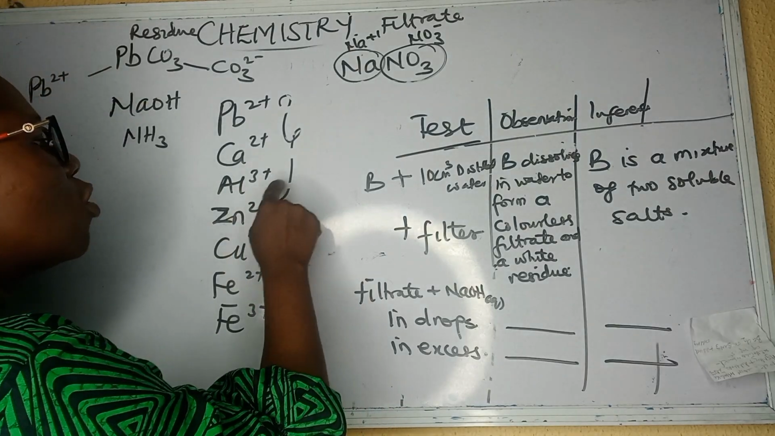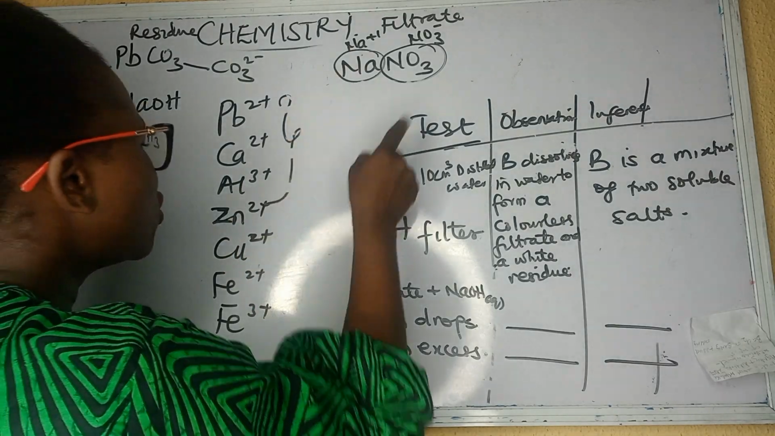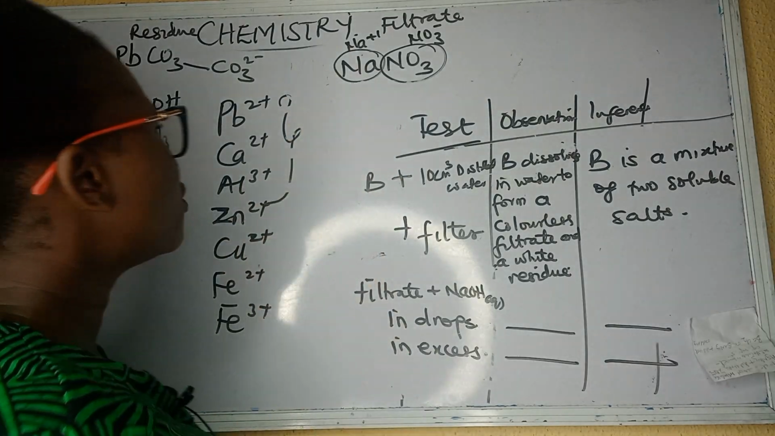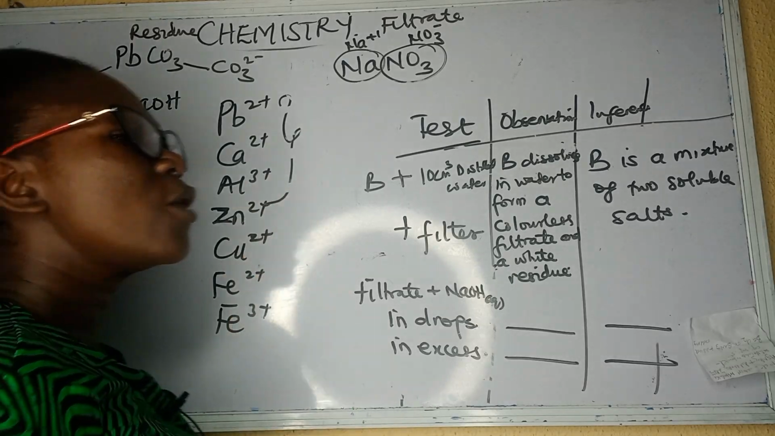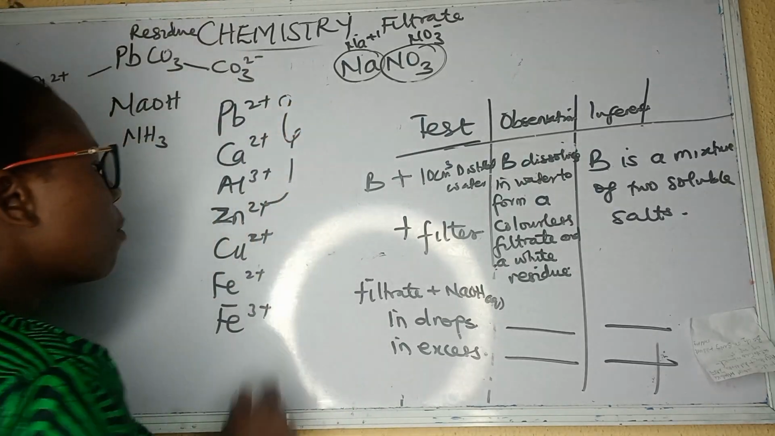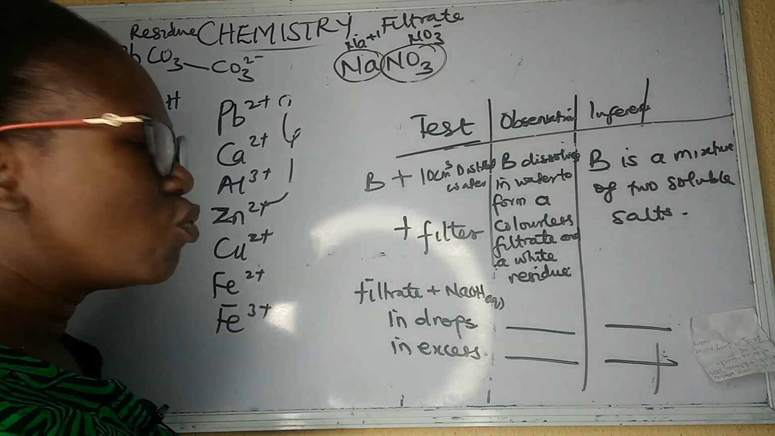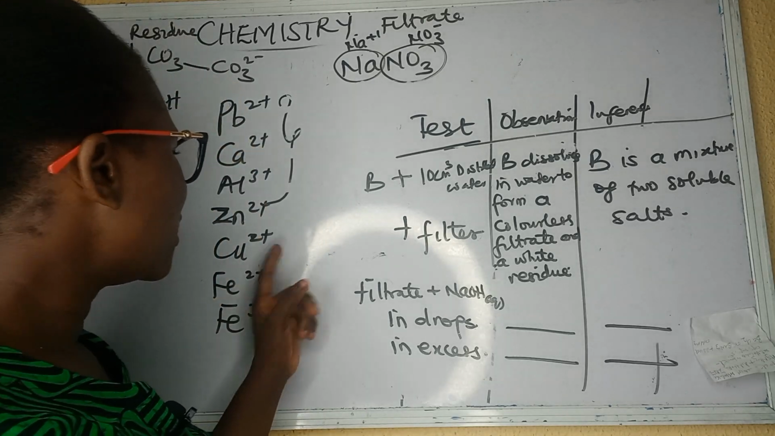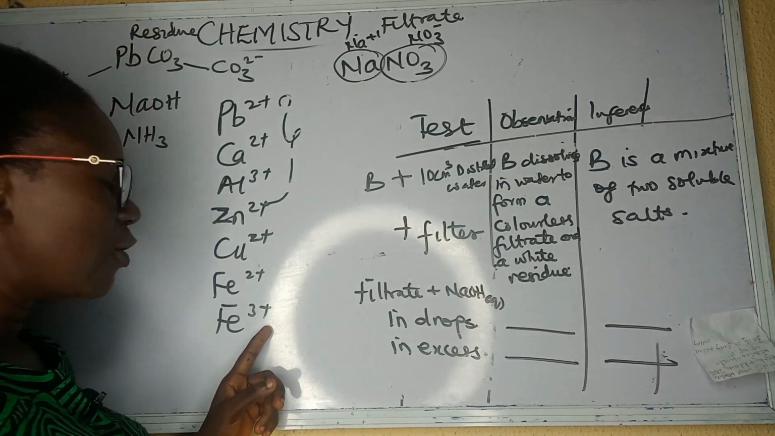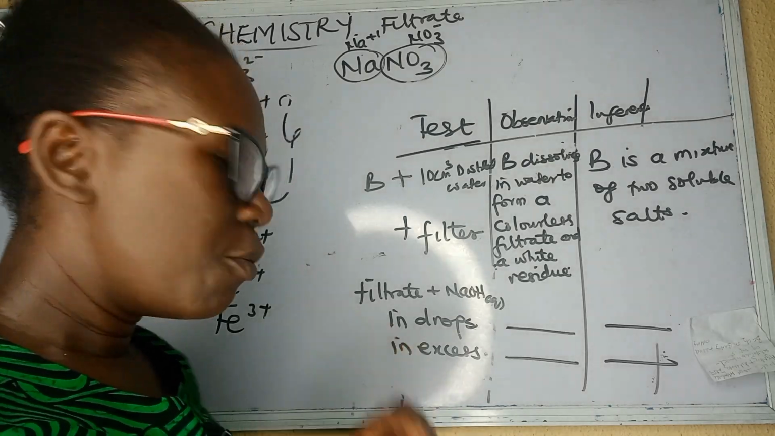Now, aluminium also forms a white precipitate and is insoluble. Sorry, a white gelatinous precipitate for aluminium and zinc, but that of zinc will be soluble in ammonia. Now, copper will form a blue color. Iron 2 will form a green color, a dirty green precipitate. Copper is a blue precipitate, while iron 3 is a reddish brown precipitate.